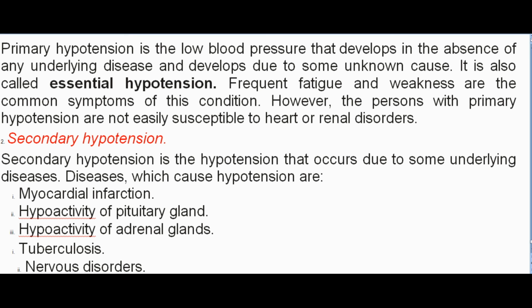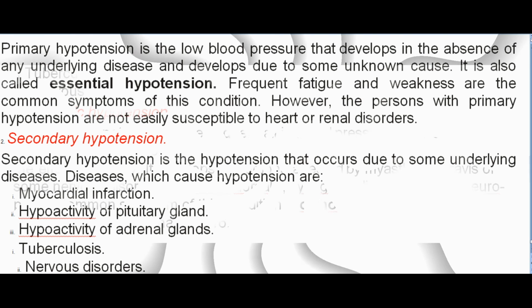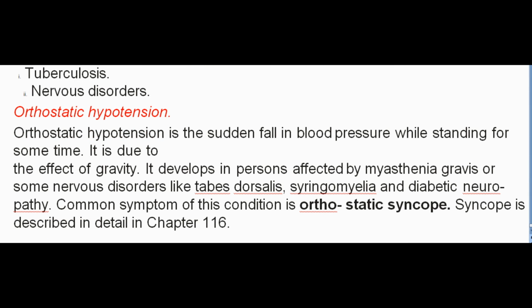Diseases which cause hypotension are: myocardial infarction, hypoactivity of pituitary gland, hypoactivity of adrenal glands, tuberculosis, nervous disorders. Orthostatic hypotension. Orthostatic hypotension is the sudden fall in blood pressure while standing for some time. It is due to the effect of gravity. It develops in persons affected by myasthenia gravis or some nervous disorders like tabes dorsalis, syringomyelia, and diabetic neuropathy. Common symptom of this condition is orthostatic syncope. Syncope is described in detail in Chapter 116.